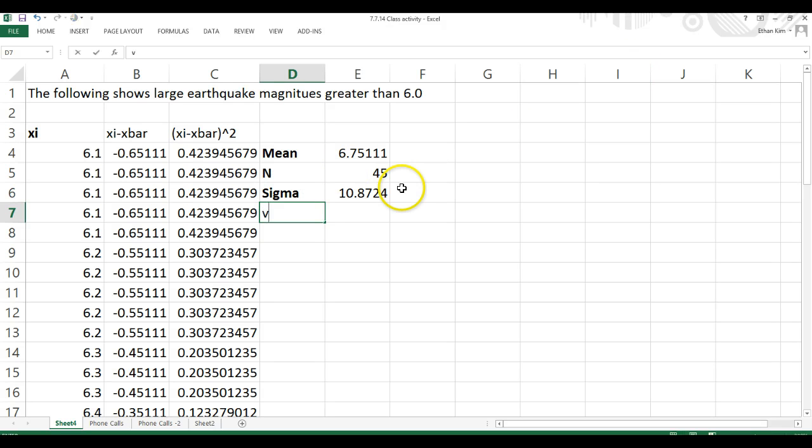Right? So the variance, what we're looking for ultimately, is sigma divided by n minus 1. And this is the variance we get. Okay? So this is how you would calculate the variance manually.